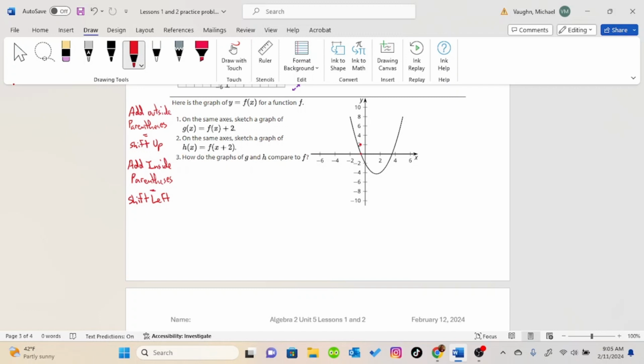Then my other x-intercept is also going to shift up to y equals 2. And my vertex at -4 is going to shift up to -2. And now I can draw my parabola.